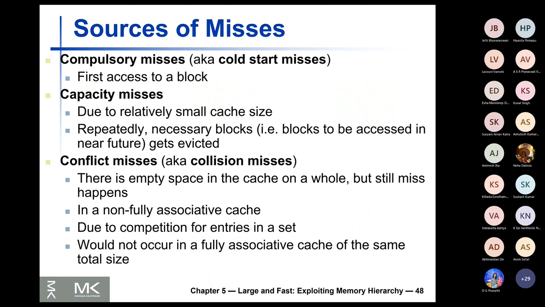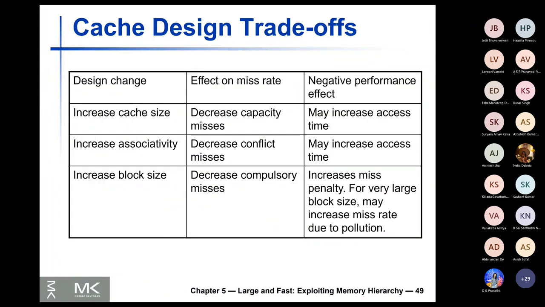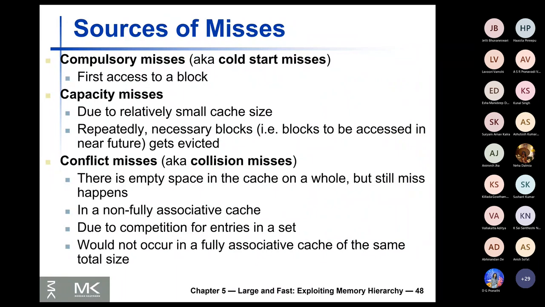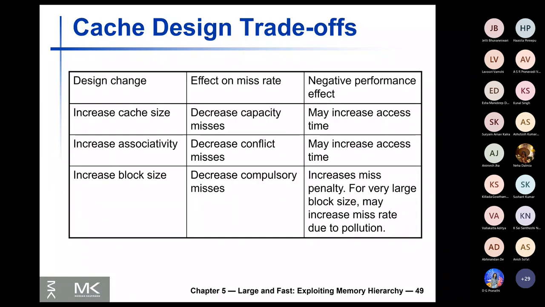And the conflict miss is related to the capacity miss, in that there is empty space in the cache on the whole, but still misses are happening. This can happen in a set associative cache due to competition for entries in a set. It would not occur in a fully associative cache of the same total size, because there are empty spaces, so a block could have gone and sat anywhere.